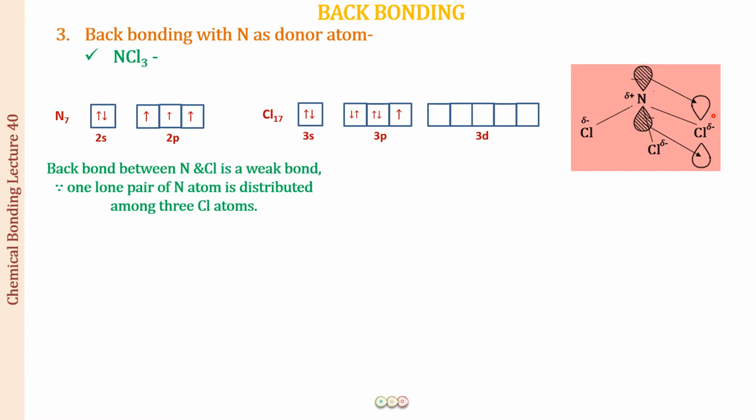Alright, so essentially what we can say is that nitrogen, which is forming 3 sigma bonds and has one lone pair of electrons, would have sp3 hybridization.